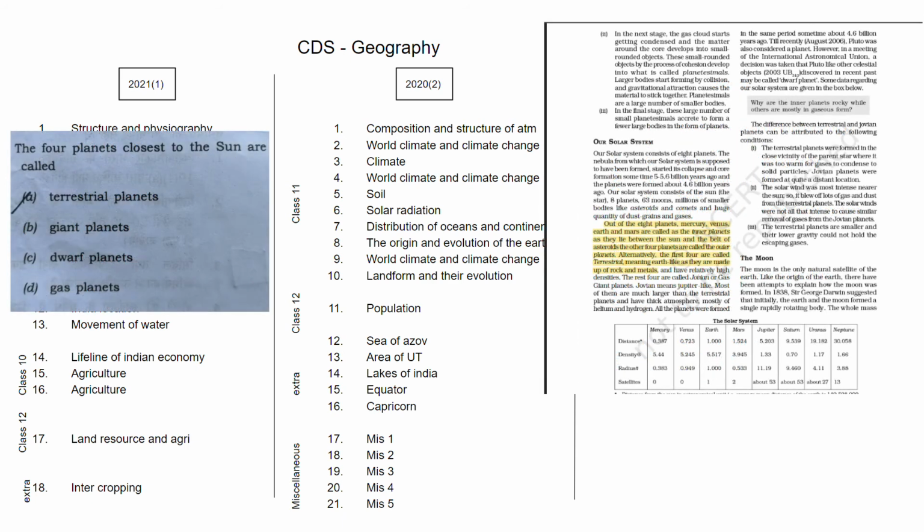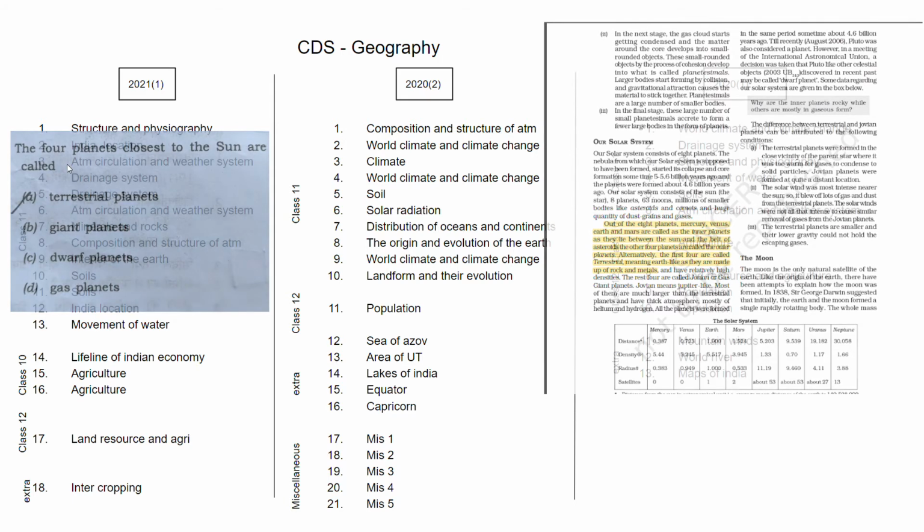Next question is from the origin and evolution of Earth. The four planets closest to the sun are called. Now, out of the 8 planets, Mercury, Venus, Earth and Mars are called the inner planets as they lie between the sun and the belt of the asteroids. The other four planets are called the outer planets. Alternatively, the first four are called terrestrial, meaning Earth-like, as they are made up of rock and metals. Now the question was asking, the first four planets are called terrestrial planets.